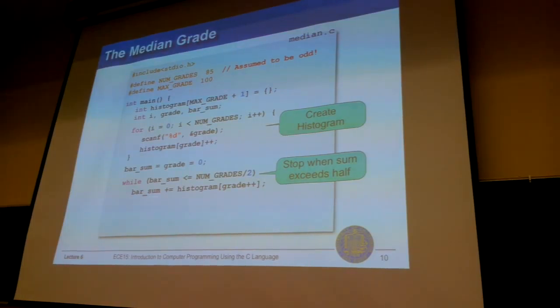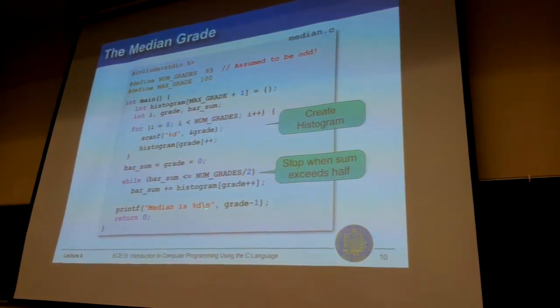And so here, what we're doing is we're stopping this while loop as soon as this bar sum exceeds the number of grades over 2, right? So that's the number of elements over 2. So that was our criterion for stopping, for when we knew we found the median. So we'll run that while loop until it stops, and then we can print out the median. And so note that when we print out the median, we have to subtract 1 from grade, right? Does anybody see why we have to do that?